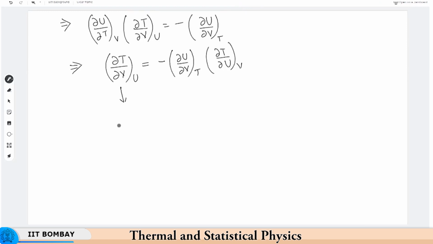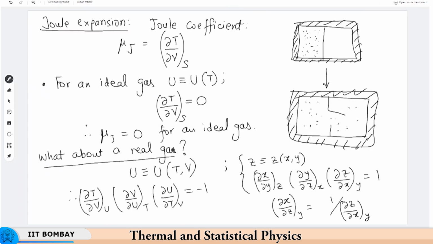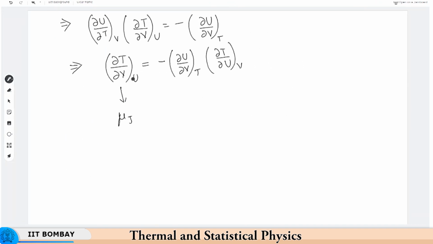is essentially mu j, right, because during the adiabatic expansion, even if it is an ideal gas, the total internal energy still is constant, since there is no heat exchange with the surroundings. So, S and U both are constant, right. So, this is essentially mu j, and this can be written as negative of del u by del V at constant T times del T by del u at constant V, okay, and this is the mu j.